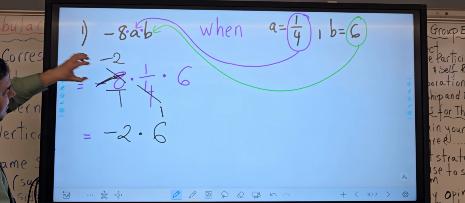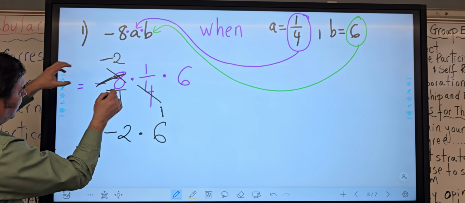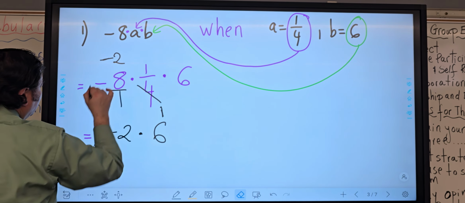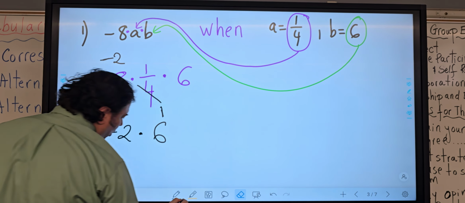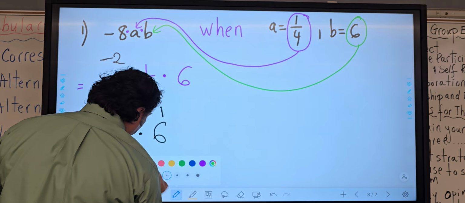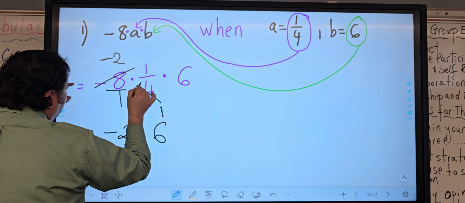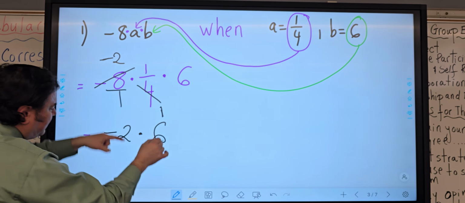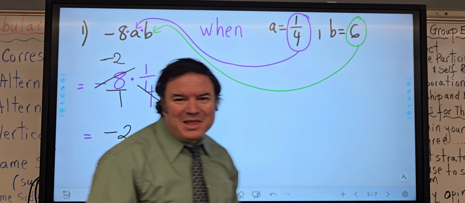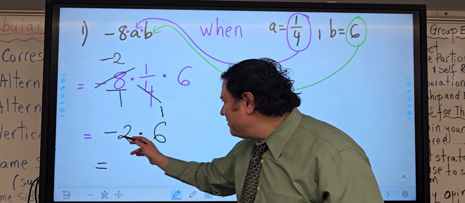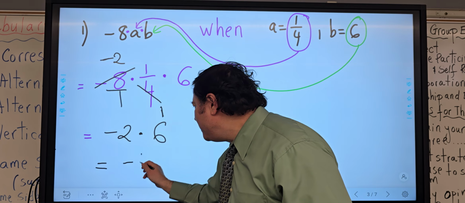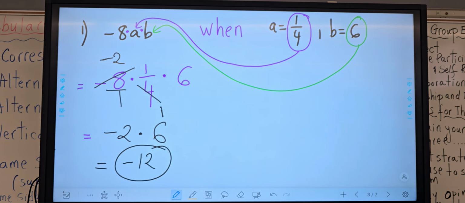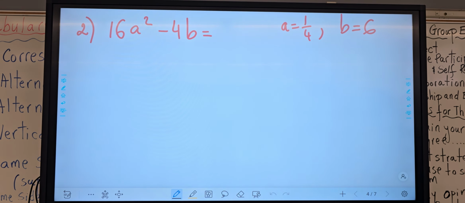See, we got rid of this fraction by dividing negative 8 by 4. Negative 8 divided by 4 becomes negative 2. And then negative 2 times 6 is negative 12. Negative times the positive becomes a negative 12. That's our final answer. Let's take a look at another example here.